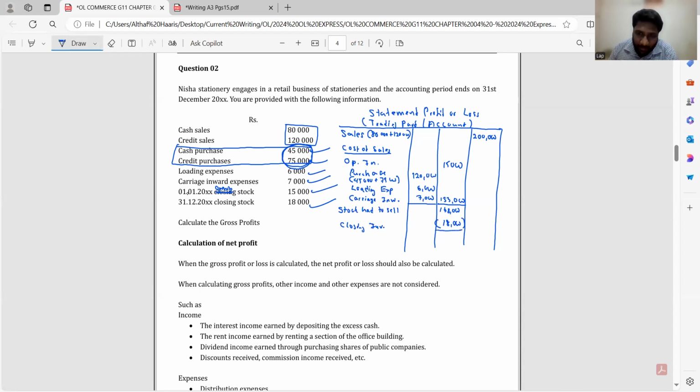Then what has happened to the 130,000 worth of items? You sold them. Cost of sales, if not, cost of the sold items, whatever. Gross profit, 70,000. Gross profit 70,000.